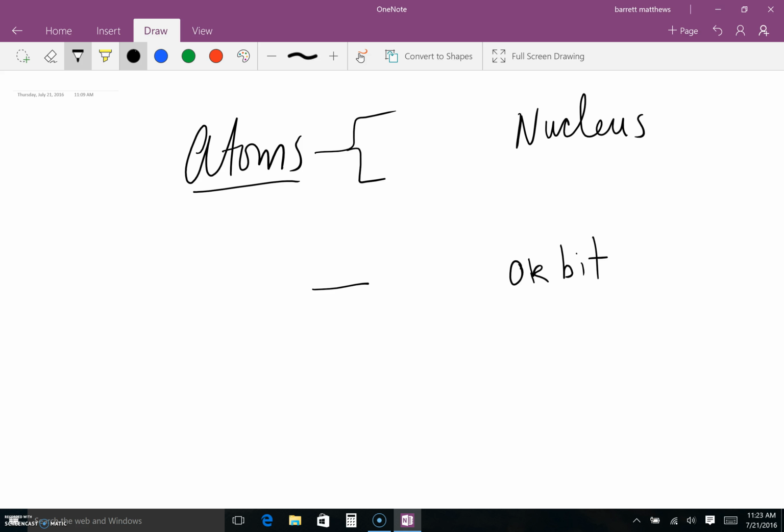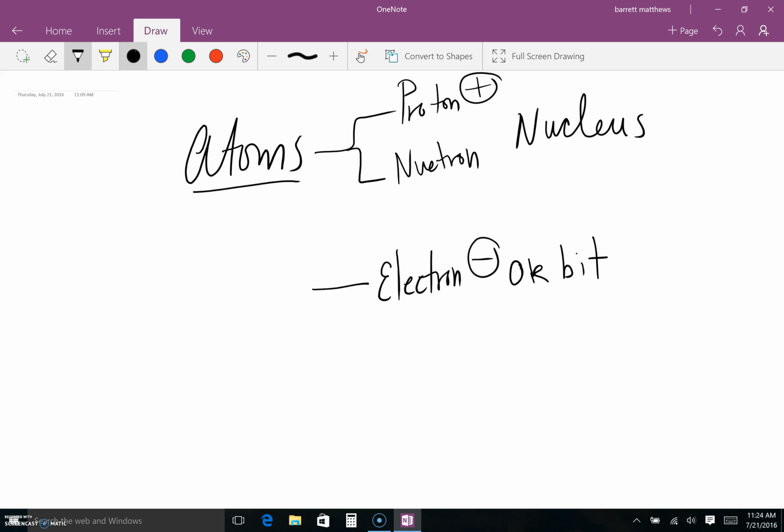The nucleus is made up of the proton, which you've probably already heard. We know that one of the parts in the nucleus is the proton, the other is the neutron. The proton has a positive charge, the neutron is neutral and has no charge at all. Outside, the particle that orbits the nucleus is called the electron. The electron has a negative charge.